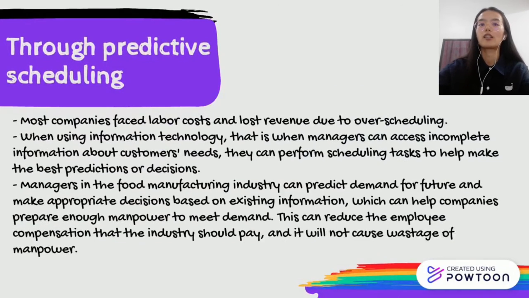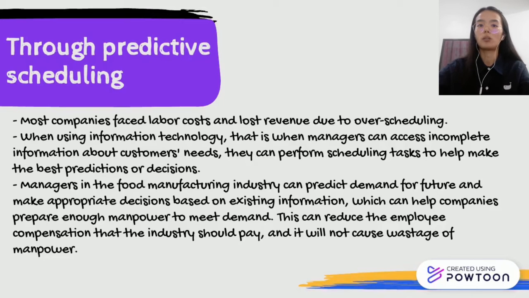Next, predictive scheduling. Most companies face labor costs and lost revenue due to overscheduling. When using information technology, managers can access complete information about customer needs. They can perform scheduling tasks to help make the best prediction or decision. Managers in the food manufacturing industry can predict future demand and make appropriate decisions based on existing information, which can help companies prepare enough manpower to meet demand. This can reduce the employee compensation that the industry should pay, and it will not cause wastage of manpower.